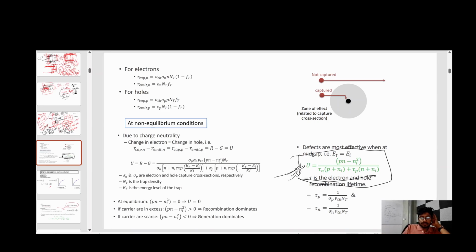I want to know the condition. Actually, I just want to know the condition where pn is less than ni square. When it occurs, sir? When pn is less than ni square, this itself is the condition. Okay, then after recombination.